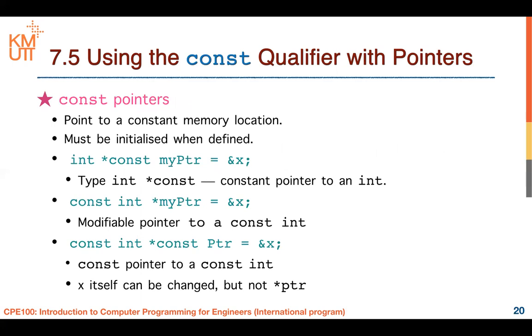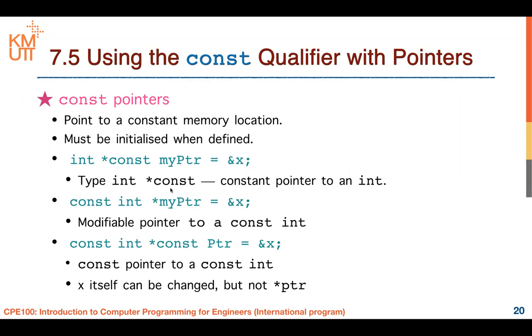Okay, let me show you like this. Constant pointers point to a constant memory location. Constant memory location means you cannot change the address this pointer holds. It has to be fixed. It must be initialized when defined. When you want to use constant, you write int * const myPointer, and myPointer will be fixed. Constant means fixed. You fix the memory address of x, so myPointer will be the address of x only.